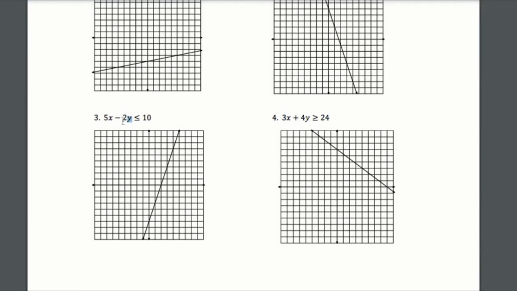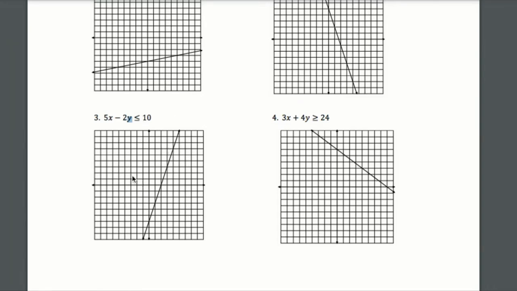I now have 5x minus 10 is less than or equal to 2y, and my last step would be to divide by 2. So 5 over 2x minus 5 is less than or equal to y. Since the inequality is pointing towards the y value, meaning y is greater than, I would shade above this line.